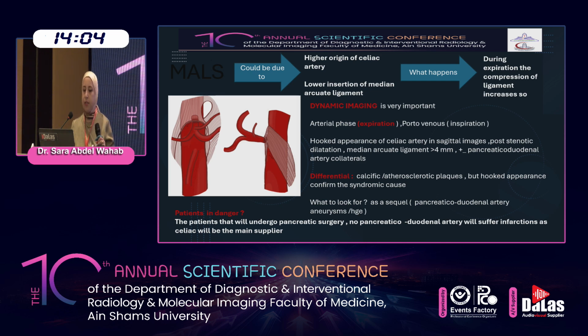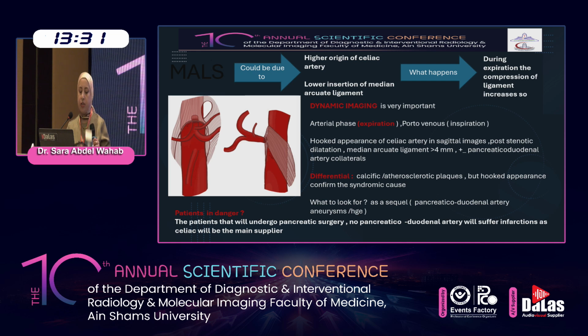Median arcuate ligament syndrome could be due to higher origin of the celiac artery or lower insertion of the median arcuate ligament. What happens? During expiration, the compression of the ligament increases, so we need dynamic imaging, and it's very important. Arterial phase acquired during expiration and portovenous phase during inspiration, the hooked appearance of the celiac artery in sagittal images, post-stenotic dilatation of the celiac artery, median arcuate ligament more than 4 mm, plus or minus pancreatico-duodenal artery collaterals.